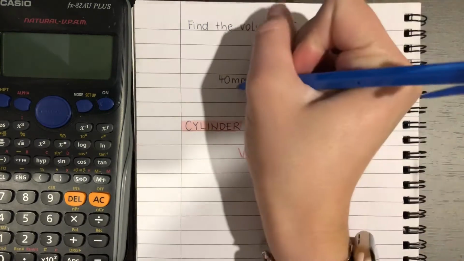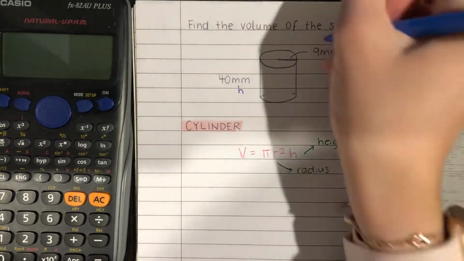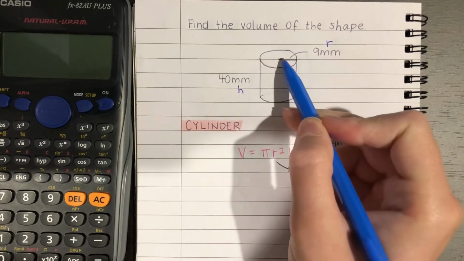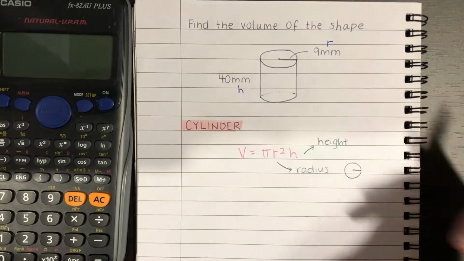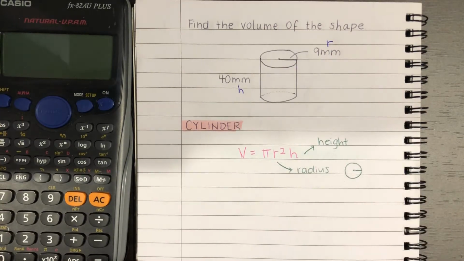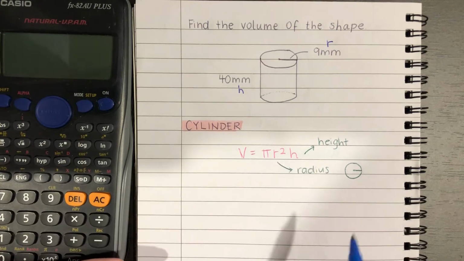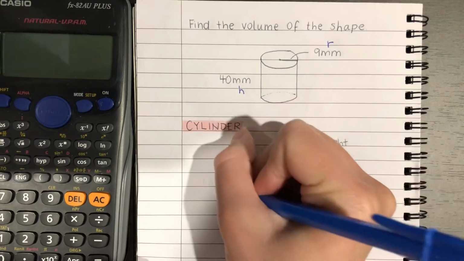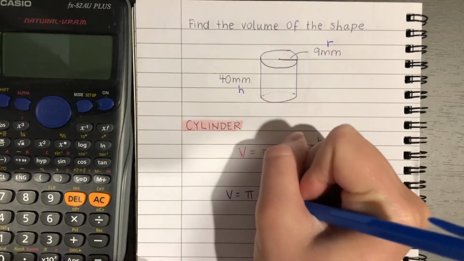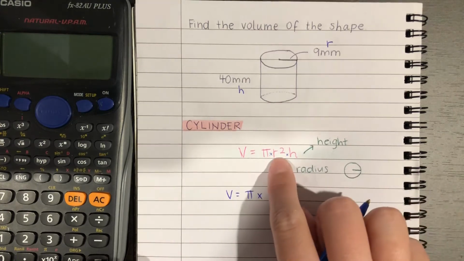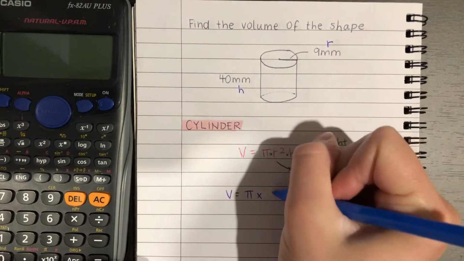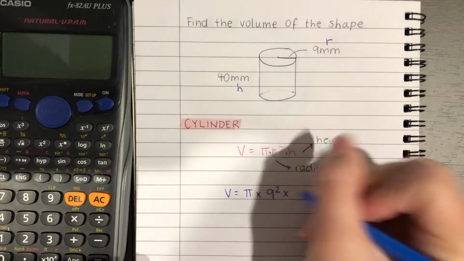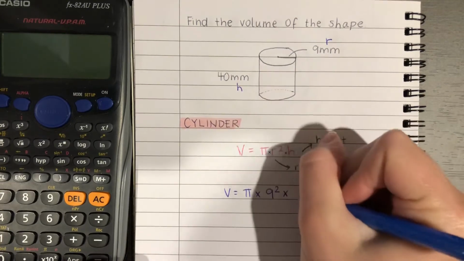So our height is obviously 40 and our radius is 9. We are in fact given half of this circle, so yes, we do have the radius, and now we can just substitute in our formula. Now remember, when there are no gaps, there are imaginary times signs. Okay, so my volume equals pi times the radius, which is 9, squared, times the height, which is 40.